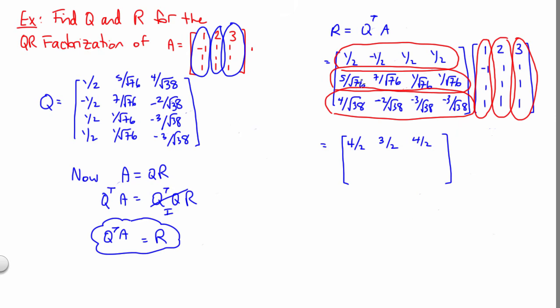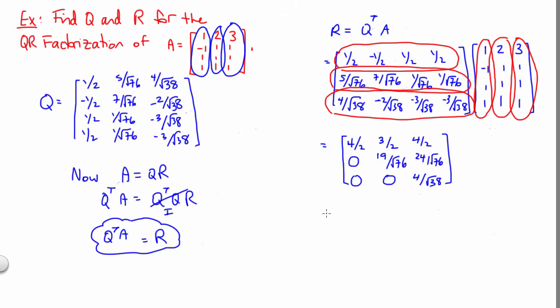Moving into the second row, we've got 0 over root 76. Then we've got 19 over root 76. And for the third entry, 24 over root 76. Okay, now moving into the bottom row, we've got 0, 0, and then finally 4 over root 38.